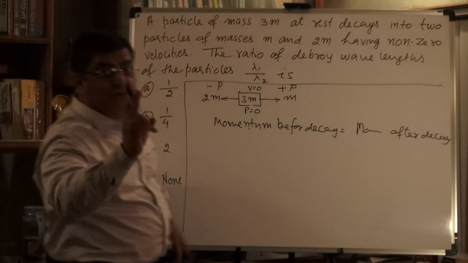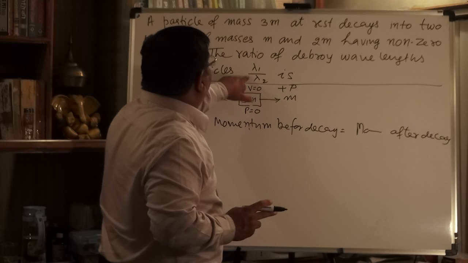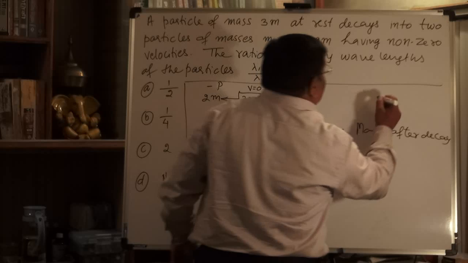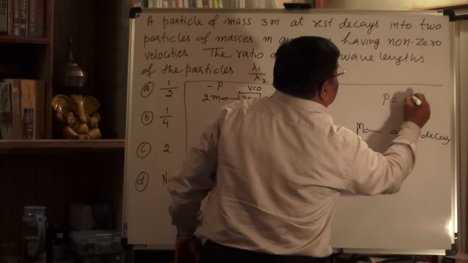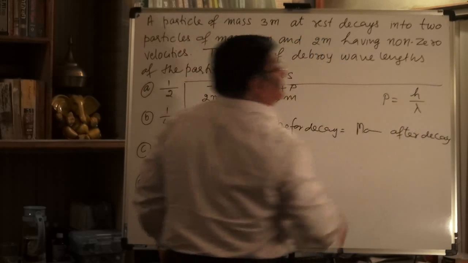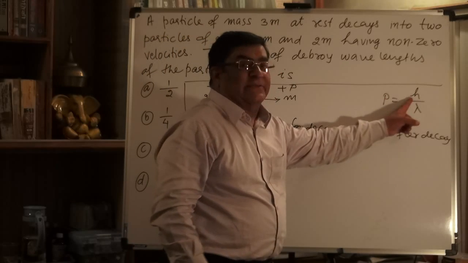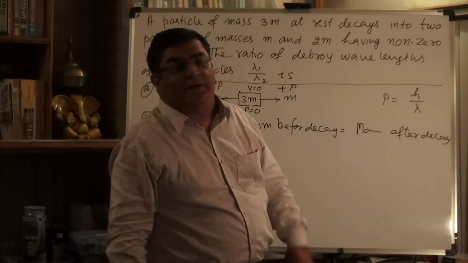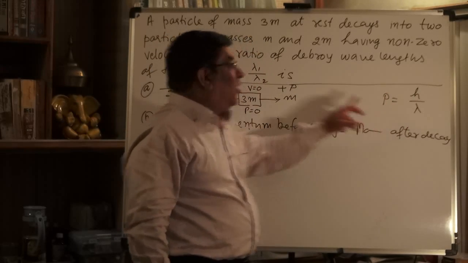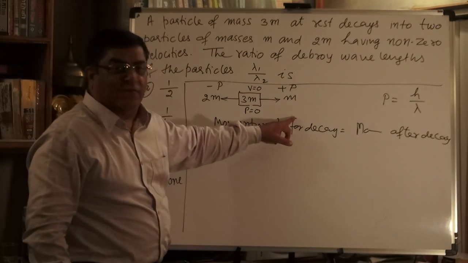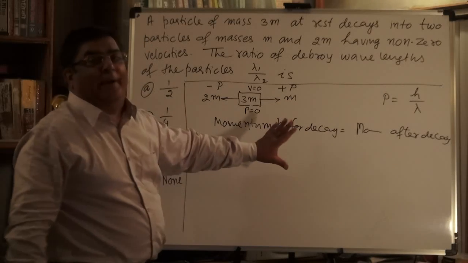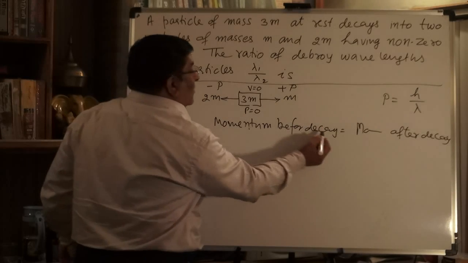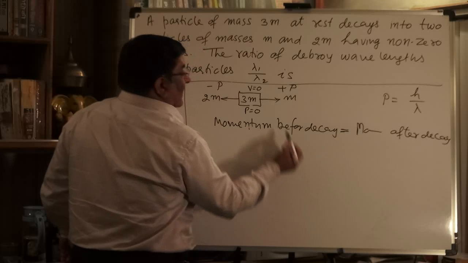We also know by the knowledge of physics that material wavelength is related to momentum. How is it related? The answer is P is equal to h upon lambda, where h is Planck's constant, lambda is de Broglie wavelength, and P is momentum. This we have studied, momentum is involved. So we will work with momentum. We know momentum before decay is equal to momentum after decay.